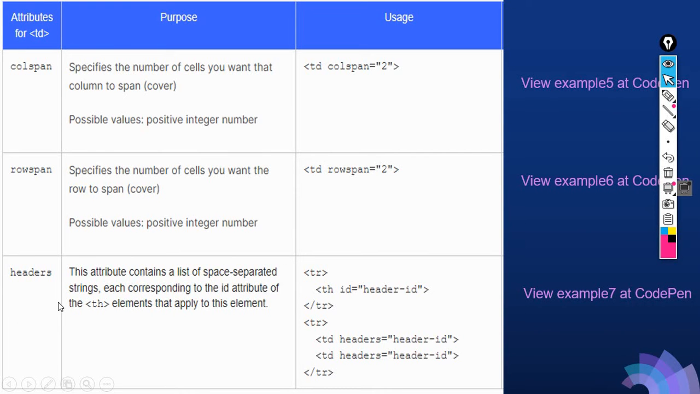And another attribute is the headers. This attribute contains a list of space-separated strings, each corresponding to the ID attribute of the TH elements that apply to this element.